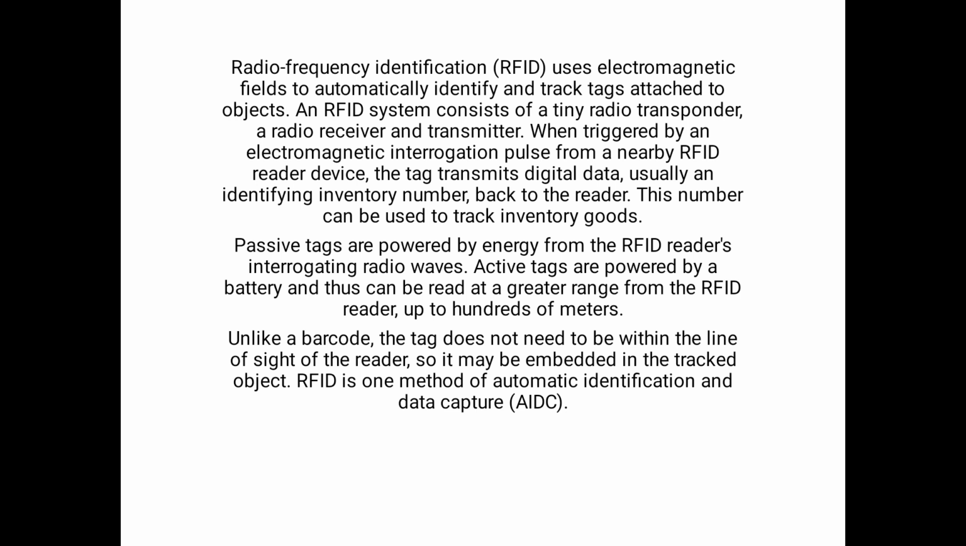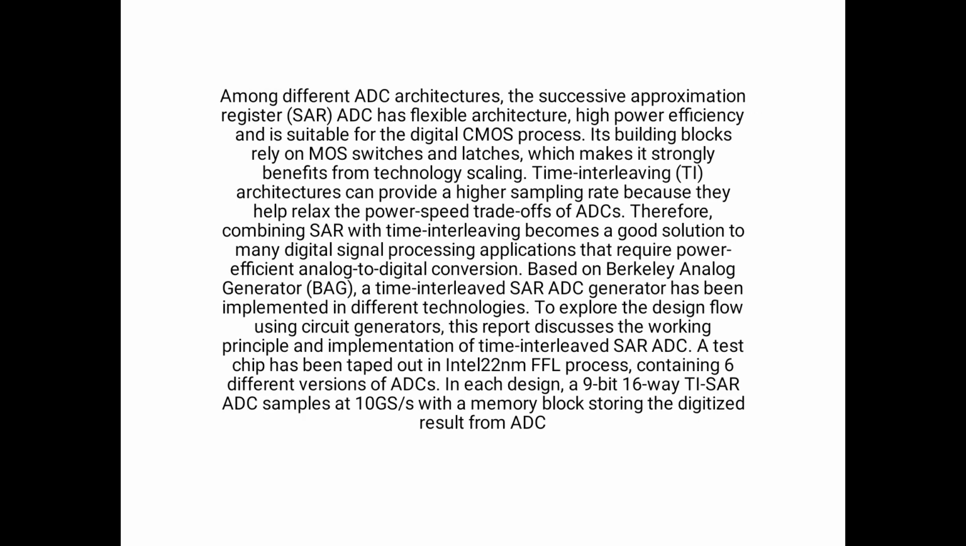Passive tags are powered by energy from the reader's interrogating radio waves. Active tags are powered by a battery and thus can be read at a greater range from the radio frequency identification reader, up to hundreds of meters. Unlike a barcode, the tag does not need to be within the line of sight of the reader, so it may be embedded in the tracked object. It is one method of automatic identification and data capture. AIDC full form is automatic identification and data capture.